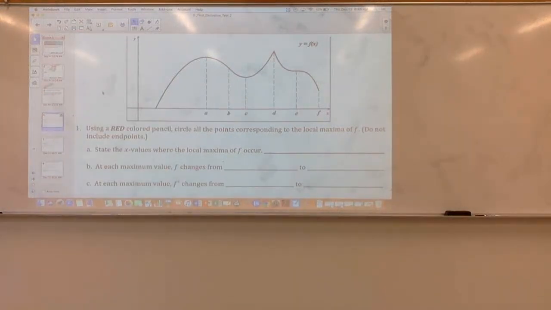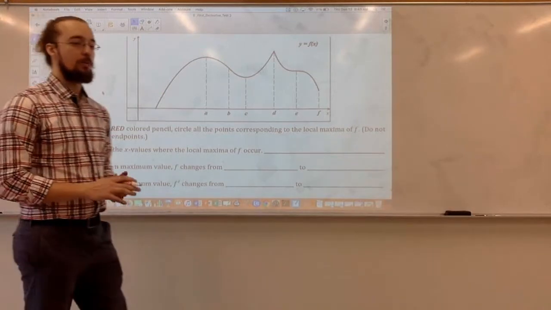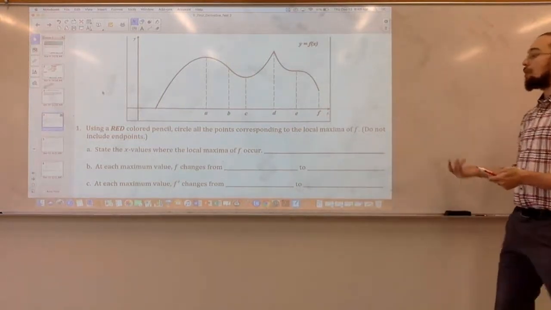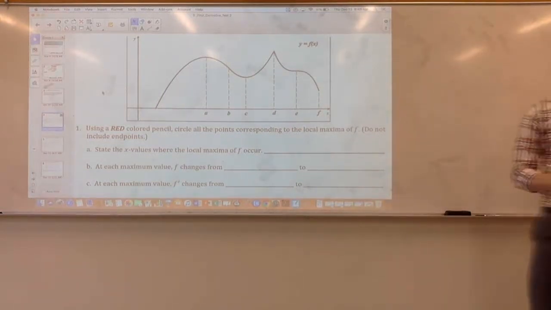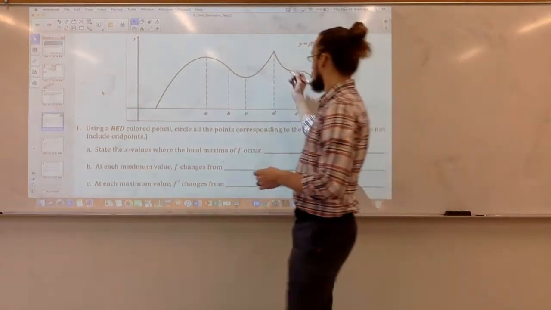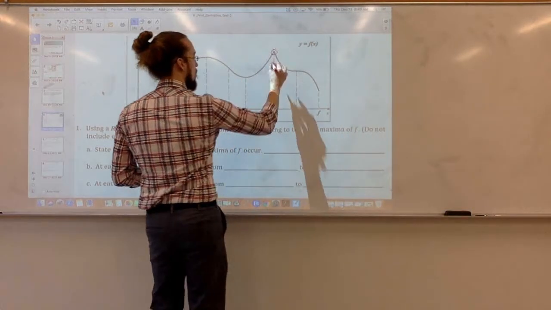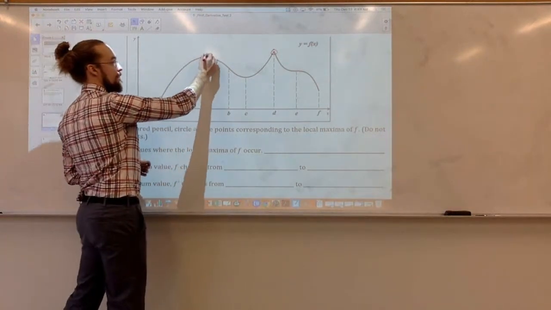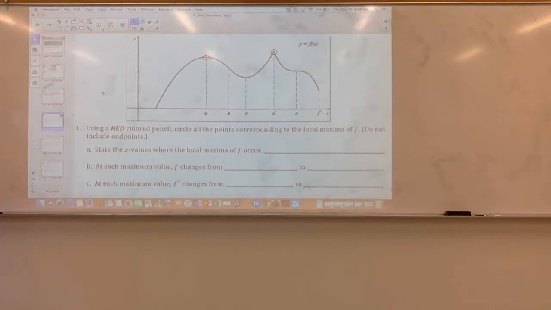So it says using a red colored pencil. If you have colors, you can use them. If not, that's fine. So using a red colored pencil, circle all points corresponding to local maximum values. And don't include endpoints. Whenever we're talking about relative mins and maxes, we don't include endpoints. So where would I have a local maximum? D. Any others? A. Any others?